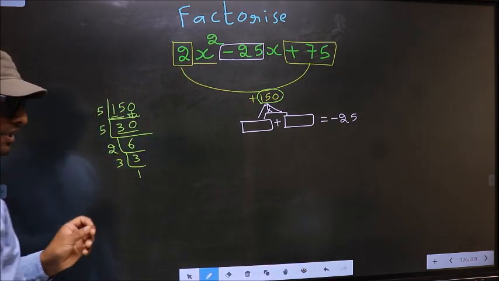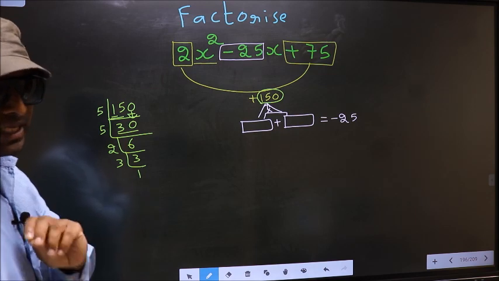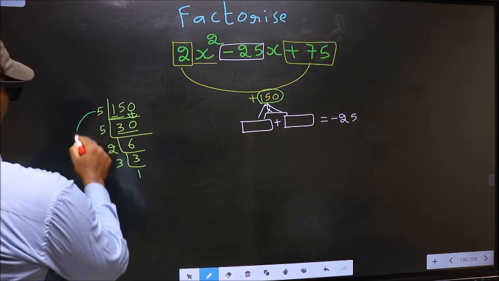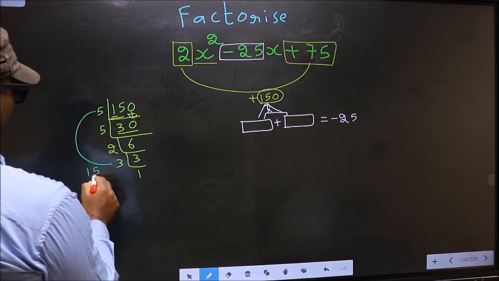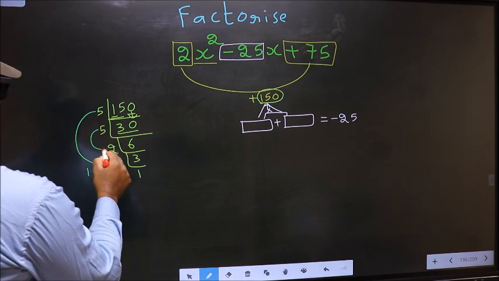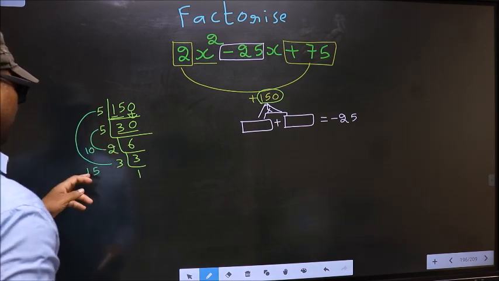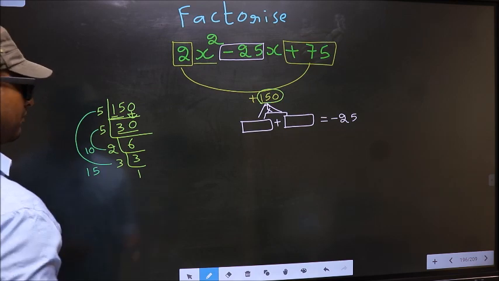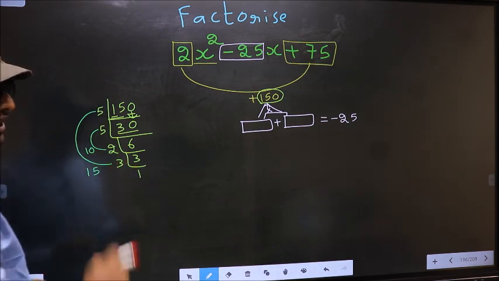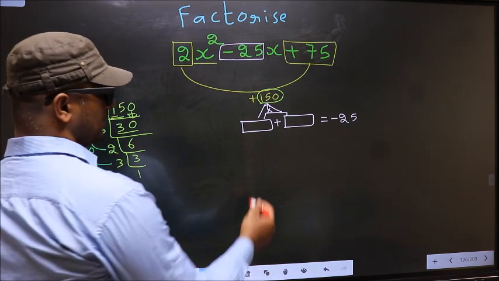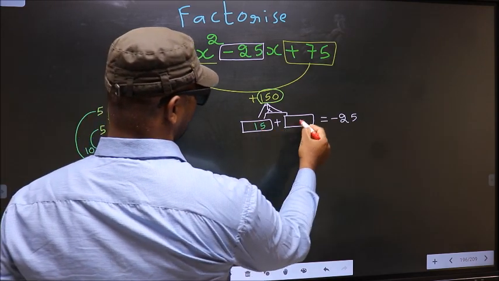Now the two numbers should be 5 into 3, 15. And the second number is 5 into 2, 10. 15 plus 10 is 25, 15 into 10 is 150. So here you write 15 and here 10.